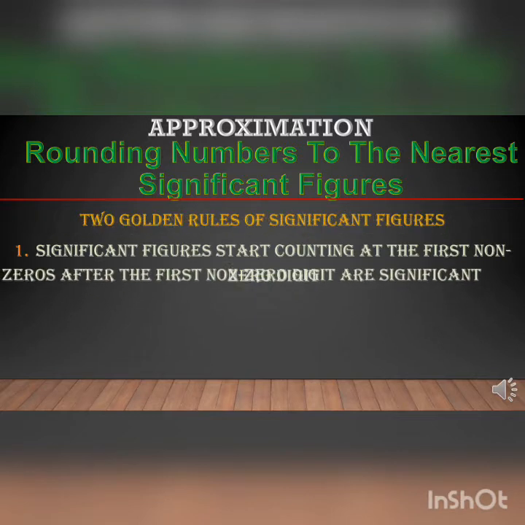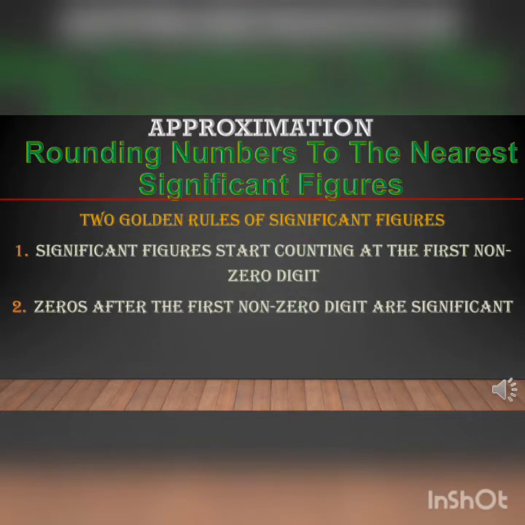Now the second one is, the zeros after the first non-zero digit are significant. This should give you a hint for the trick question. Zeros before the first non-zero digit, even if I have about 100 zeros before the first number that is not 0, are all not significant. But once I've counted my first significant figure and zeros fall after that first non-zero digit, then that 0 is significant. Is someone confused? Let's go further.